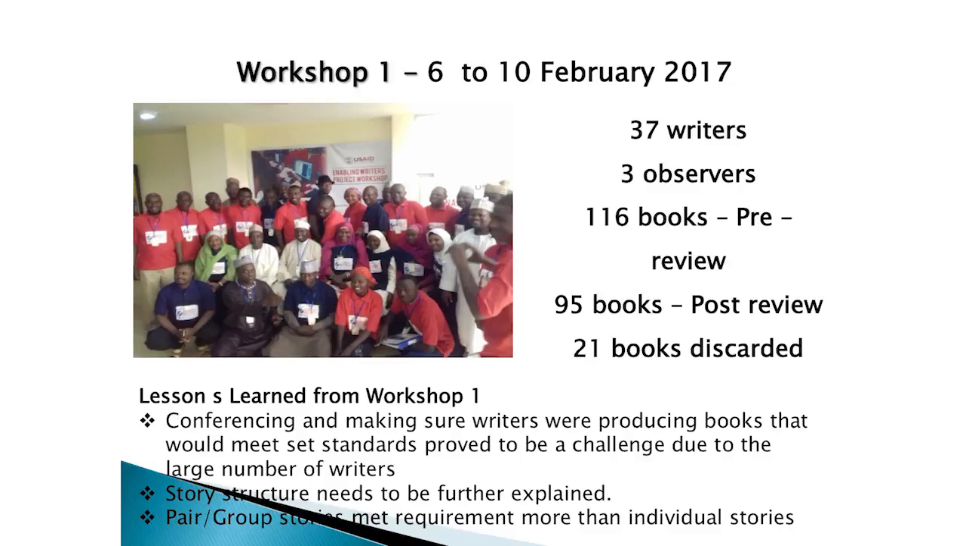And then we also needed to review with the writers the story structure so that they understand that a story has to have some kind of exposition, a high point, and then some kind of resolution of an issue. So those are lessons we learned from the first workshop, and then we implemented that in the second workshop. We also realized that books written in pairs or groups tended to be better than books that writers wrote on their own. So when we had our second and third workshops, we made sure these lessons helped us to produce better books.